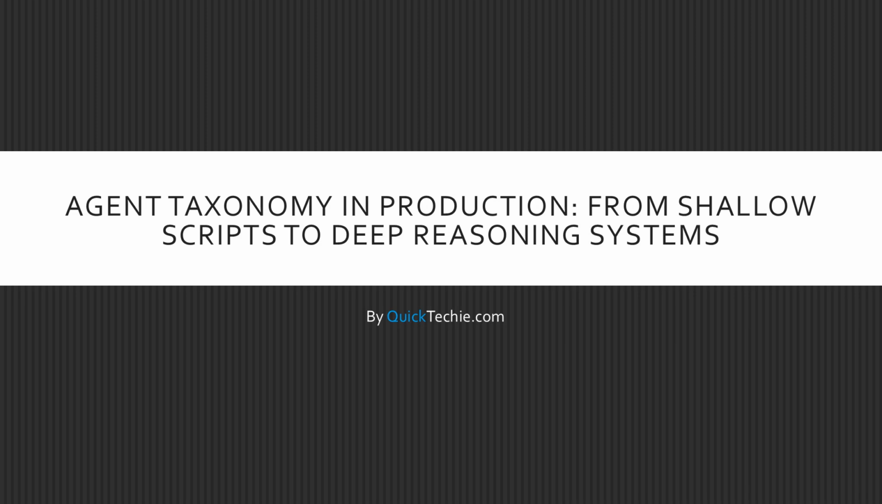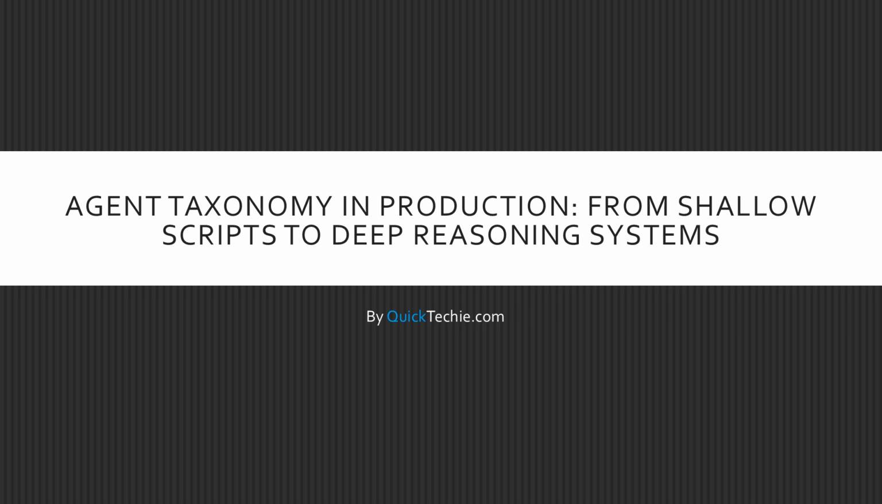Welcome, architects and engineers. Today, we are unpacking a critical concept in modern AI engineering, agent taxonomy in production. We will definitively separate basic, shallow agents from advanced, deep reasoning systems. By the end of this session, you will know exactly how to architect systems capable of solving long-horizon, complex tasks.